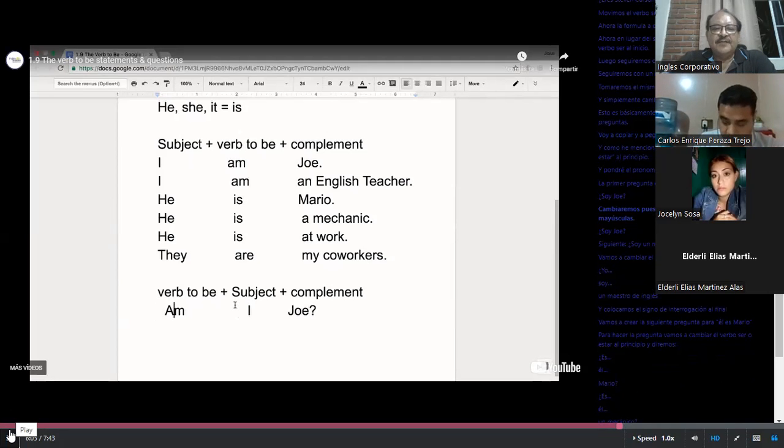Ven ahí la estructura de la pregunta, solo se va a invertir lo que es el verbo to be al inicio. Am I Joe? Am I an English teacher? Is he Mario? Is he a mechanic? Is he at work? Are they my coworkers? Okay, y aquí podemos usar, y lo voy a poner en el chat.